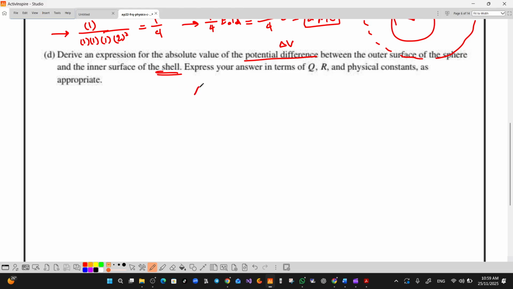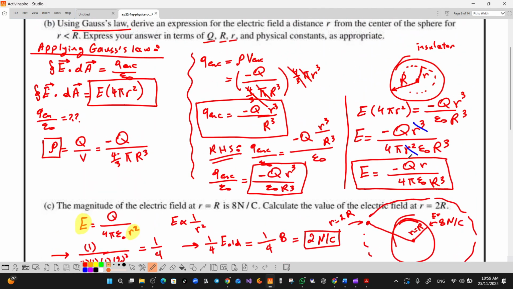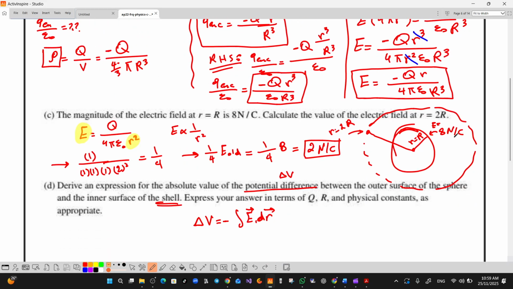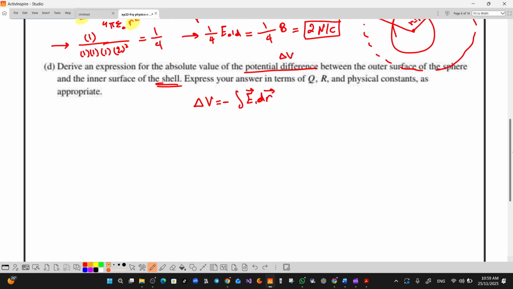Now we know that the potential difference is given by this formula, which is minus the integral of E dr. And why did I use this formula? Because this formula is a relationship between the potential difference and the electric field. We have already derived the relationship for the electric field inside the sphere and outside the sphere. We found it to be like this inside the sphere, and outside the sphere it is just the normal formula that we used for a point charge.